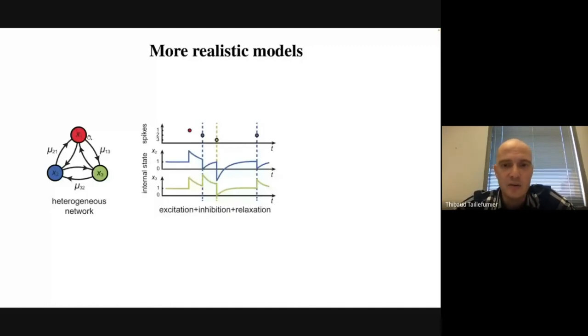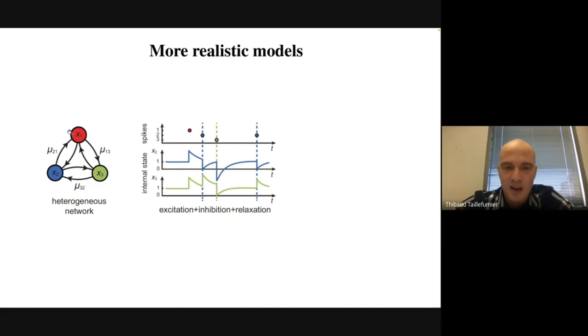And we're still going to have a reset. Whenever a neuron spikes, it goes back to its base level, which has been put arbitrarily to one. In all the analysis, I'm going to assume that the model is homogeneous, but it could very well be heterogeneous. That's why I put heterogeneous, but all the equations are going to assume that the mu's are equal.